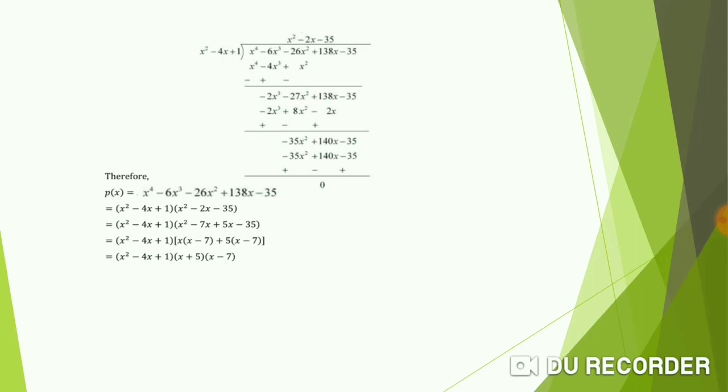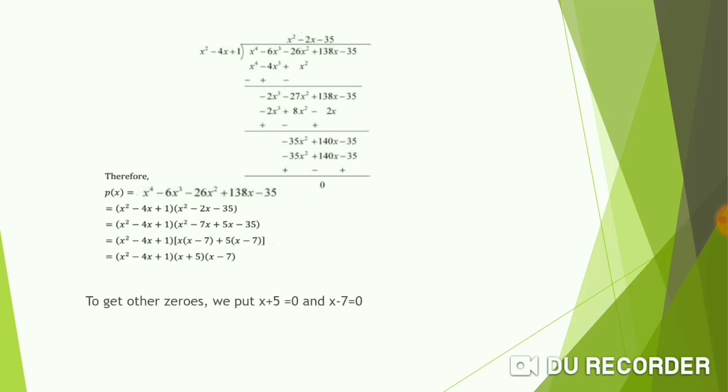So therefore the polynomial p(x) can be written as x to the power of 4 minus 6x cube minus 26x square plus 138x minus 35. It can be rewritten as x square minus 4x plus 1 multiplied by x square minus 2x minus 35. Now this second quadratic polynomial x square minus 2x minus 35 can be factorized by splitting of the middle term into x plus 5 into x minus 7. So p(x) can be factored as x square minus 4x plus 1 into x plus 5 into x minus 7.